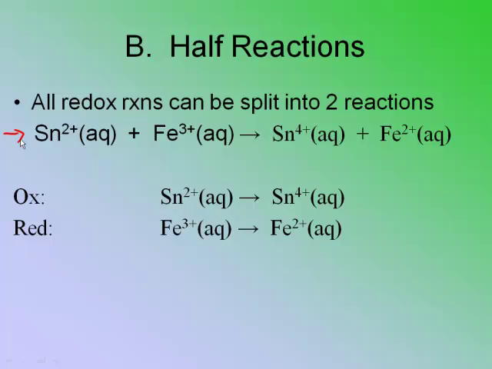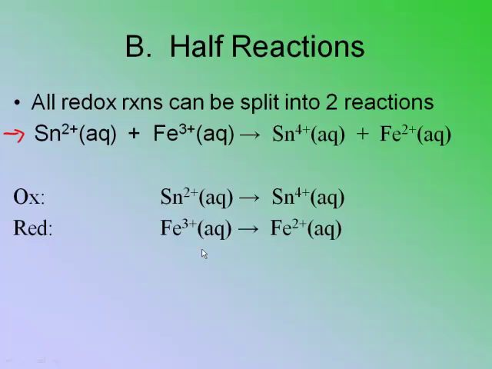So the net equation for this reaction is Sn2+ plus Fe3+ yields Sn4+ plus Fe2+. If you were to look at that as a chemical reaction, you'd think, okay, something's severely wrong here. So let's break it down into what's actually going on. We have an oxidation and a reduction reaction. These are what are called half reactions. Basically what we're going to do is take this big reaction and split it into the two reactions that are actually going on.